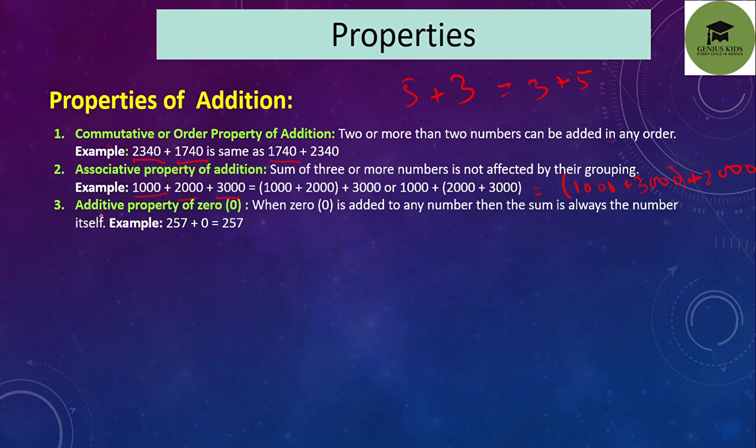Okay. Additive property of 0. What is the additive property of 0? This is very important. When 0 is added to any number, the sum is always the number itself. So for example, 257 plus 0 will be 257. If you replace 257 with any number, you will get the same thing. So any number plus 0 will be the number.